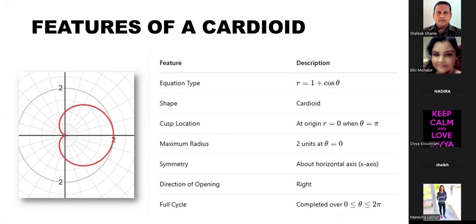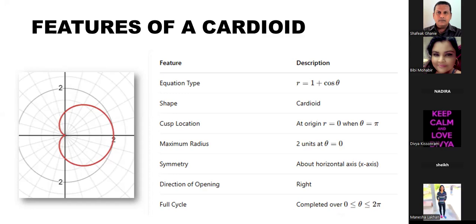Okay, so here we have some features of cardioids. In this one, we have the equation type. Now, something we must note about cardioids before I move on is that the formulas produce the graph, and we have where a and b are more than 0.